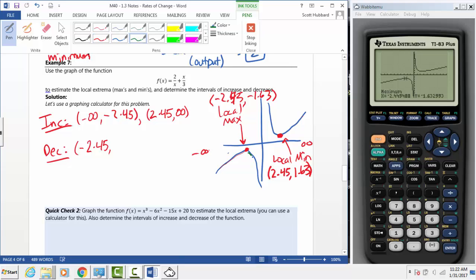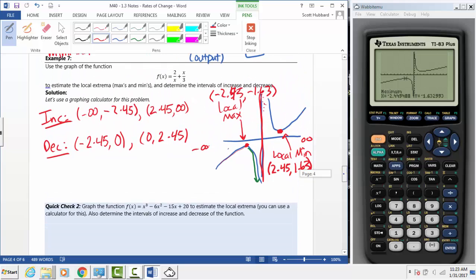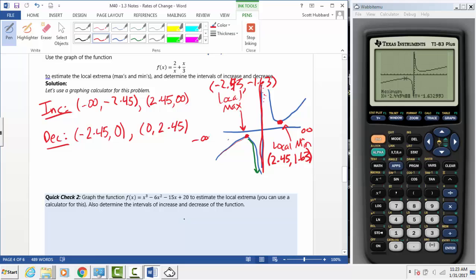And decrease, same thing. It decreases from negative 2.45. And then it goes down forever. Draw a different color here. It goes down, down, down. And so it's from negative 2.45. It looks like until 0. Because it has this kind of, we call this an asymptote, and we'll talk about that this semester. But it looks like it goes down. And then it also looks like it decreases from 0 over to there. So 0 to 2.45.